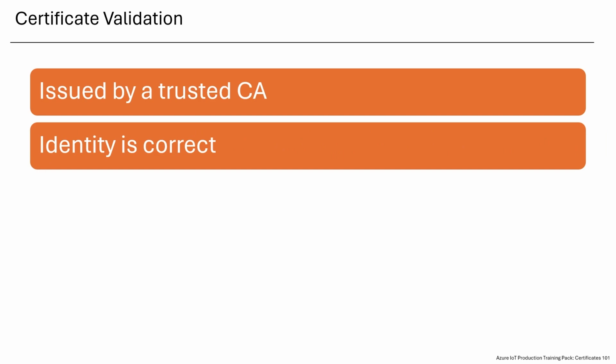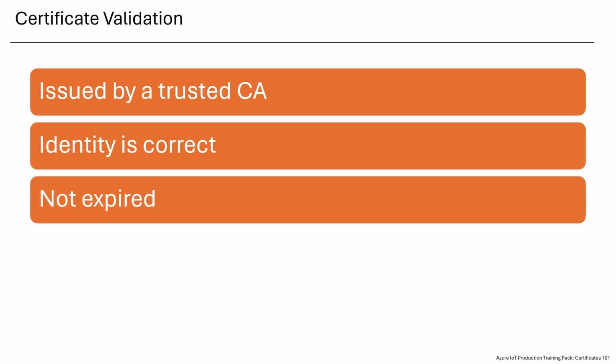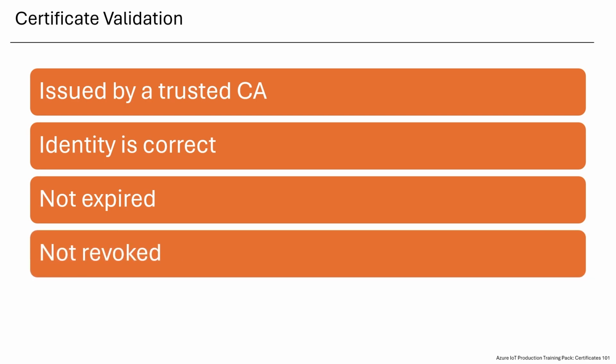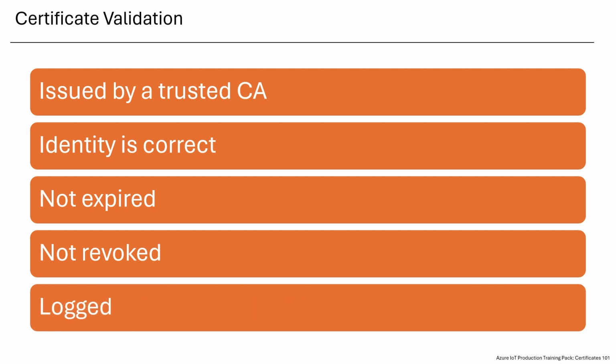Its listed identity, such as the certificate's subject, matches the entity's presented identity. The certificate isn't expired, which I will discuss more later. It isn't revoked, I'll discuss this more later. And its issuance has been logged properly if applicable, and again I will discuss this more later.